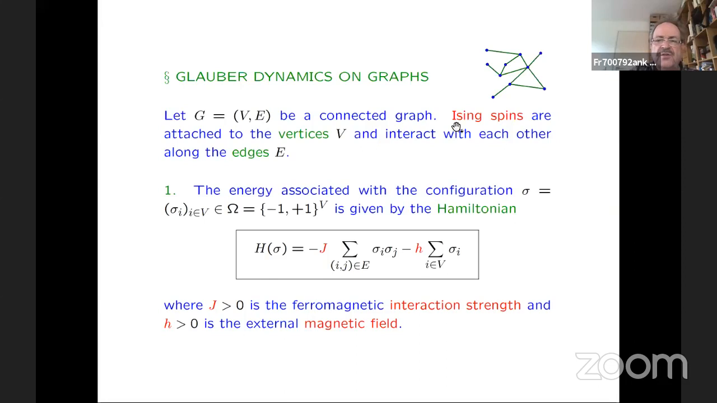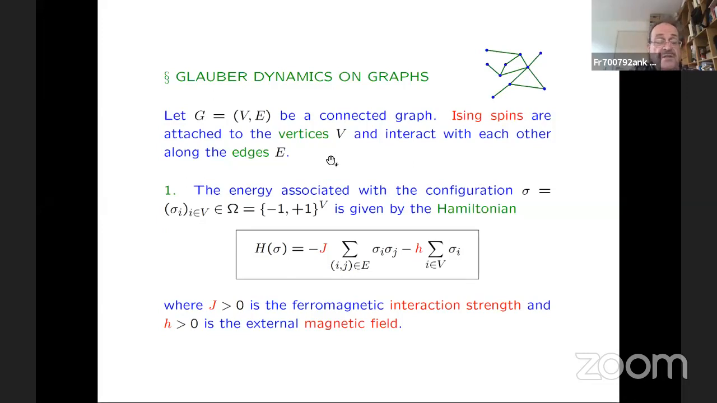And we're going to imagine that on every vertex, there is an Ising spin that can take the value +1 or -1, and that these Ising spins are going to interact with each other, as Ising spins usually do, along the edges. So if there's not an edge between two vertices, the spins at these vertices are not interacting, and if there is, they are.